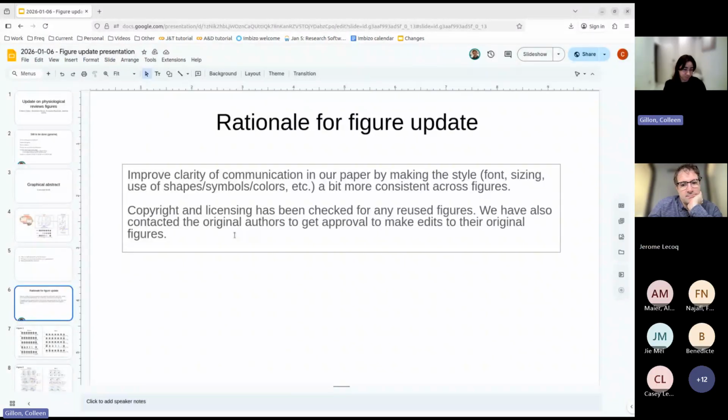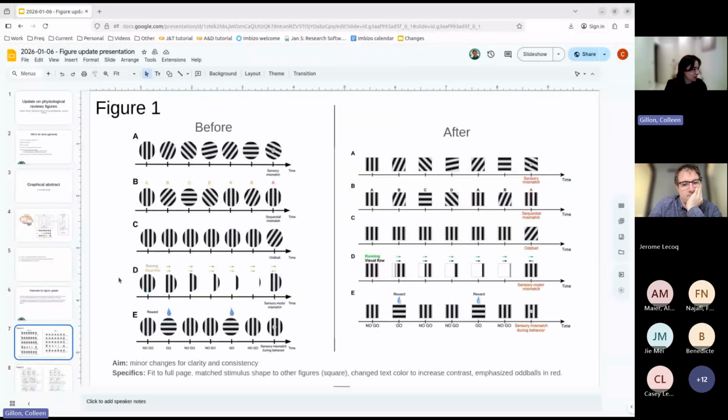And we did check copyright and licensing for all the figures that are being reused. We got permissions from the authors where we needed permissions based on the license. And we also tried to double check with any of the original creators of the figures, because of course it's your work that we've jumped in and modified. So especially if it's your figure, please let us know if you don't agree with something that was done, because of course you conceptualized that figure.